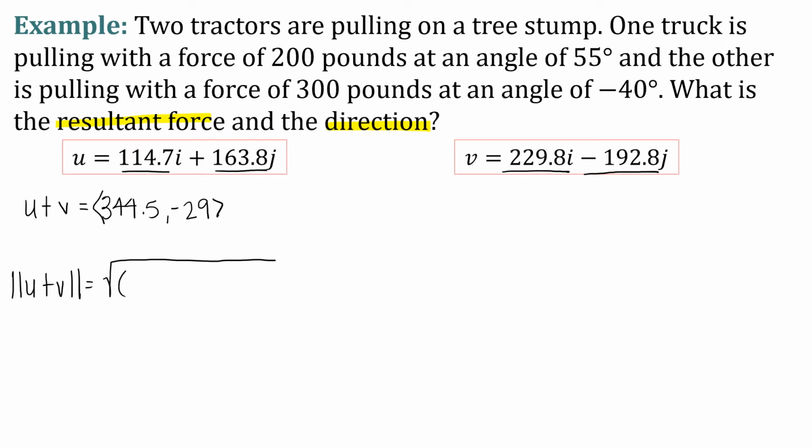So I'm going to square my X component, and I'm going to square my Y component, and those add together. Now, we always use parentheses, but remember this one is even the most important to use parentheses because we are squaring a negative number. So I can put this in my calculator, 344.5 squared plus a negative 29 squared. Oh, that's a really big number.